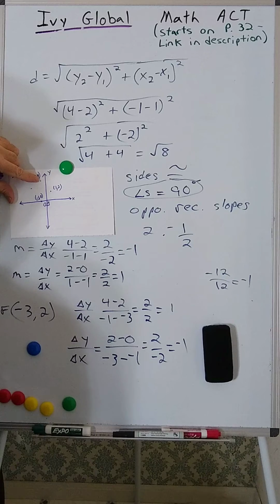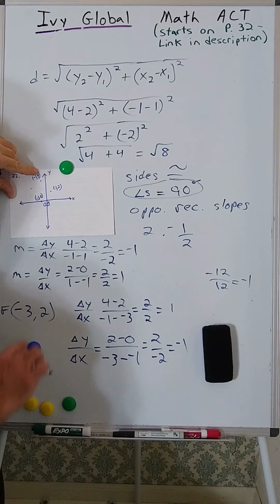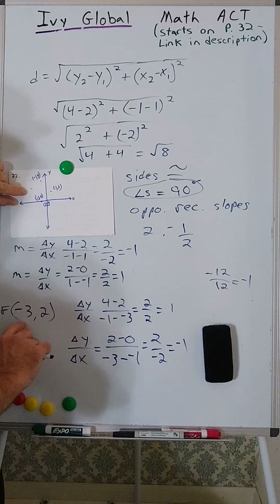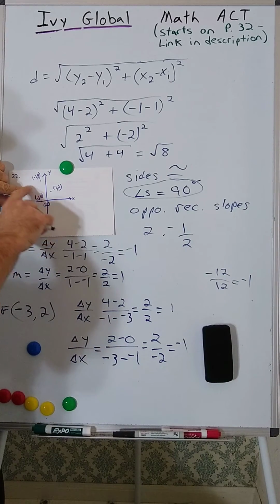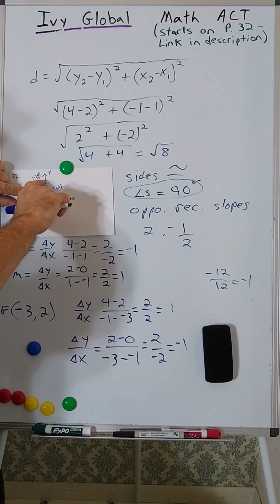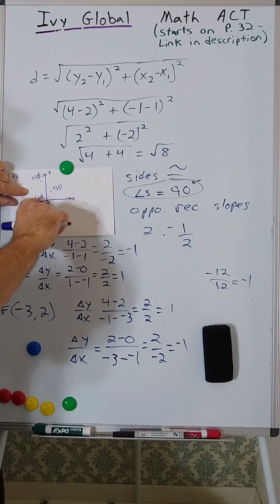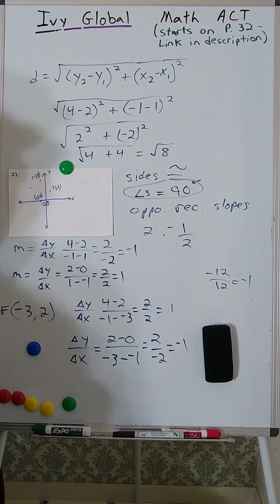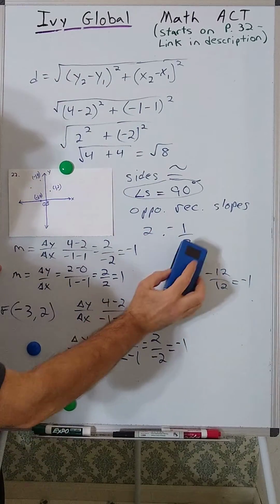So let's see if the distance from negative 1, 4 to negative 3, 2 is also the square root of 8. And then we need to check that the distance from negative 3, 2 to negative 1, 0 is also the square root of 8. So is this distance the square root of 8 and is this distance the square root of 8? Again, if you can do that in your head, that's fine. I'm going to go ahead and show the work.